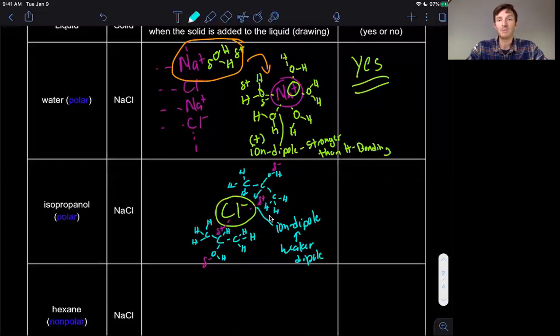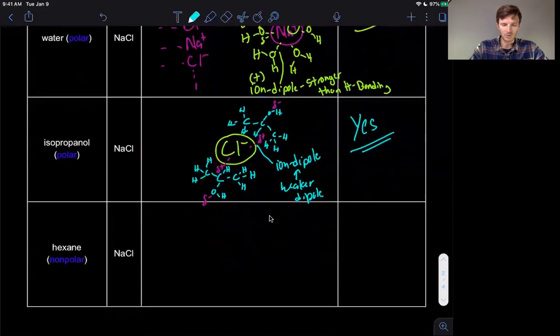Now, again, we have these fairly strong attractions though. And so we would also see that our sodium chloride dissolves in isopropanol as well. So now that brings us to our nonpolar hexane molecule and our ions, our sodium and our chloride ions.